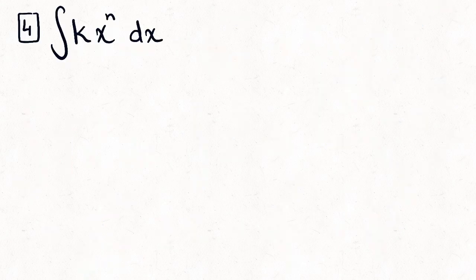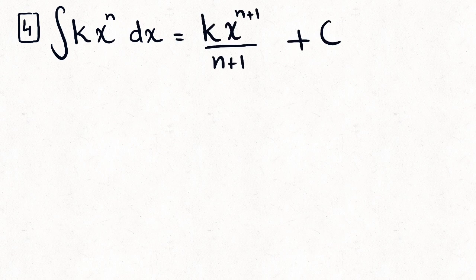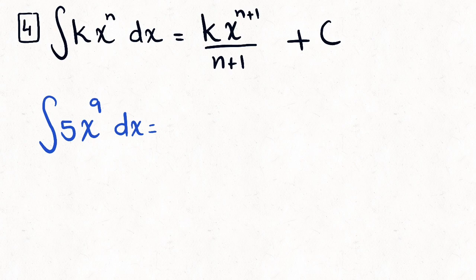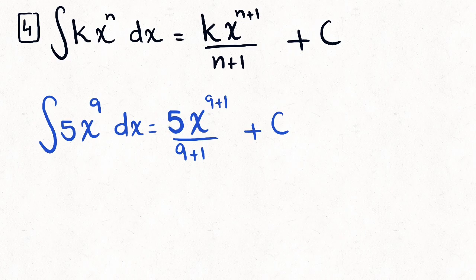Now the integration of k times x to the power n: k will go out, and we will apply the power rule, x to the power n plus 1 divided by n plus 1. Now you see the integration of 5x to the power 9: 5 will stay, and x to the power 10 divided by 10, and don't forget to add plus c because it's an indefinite integral. Okay, let's take another example.